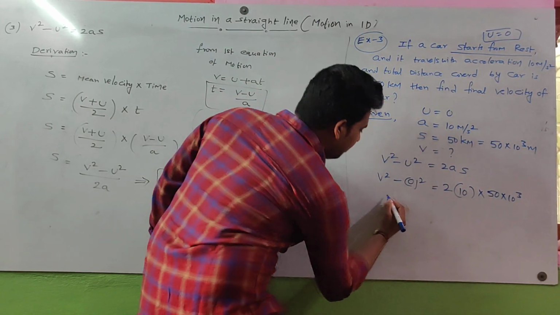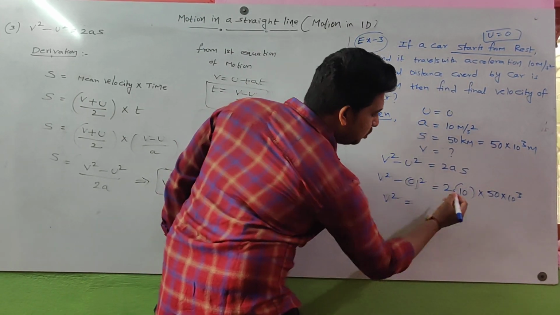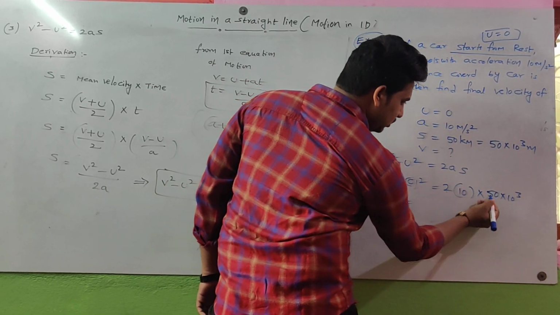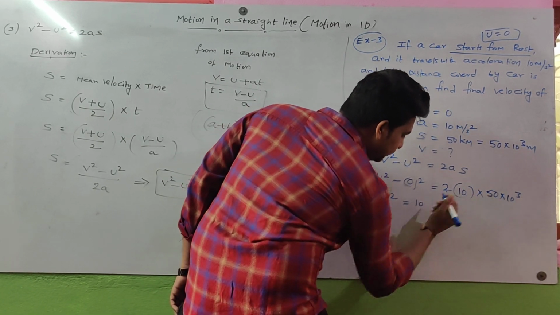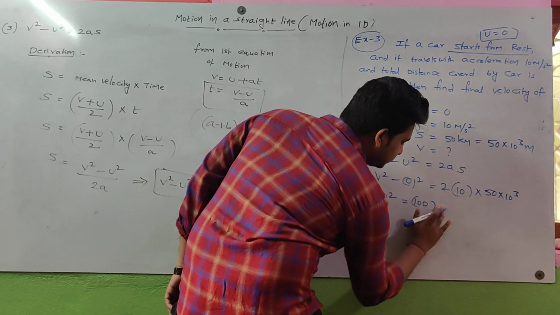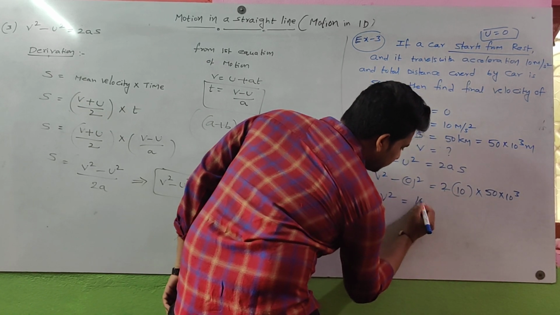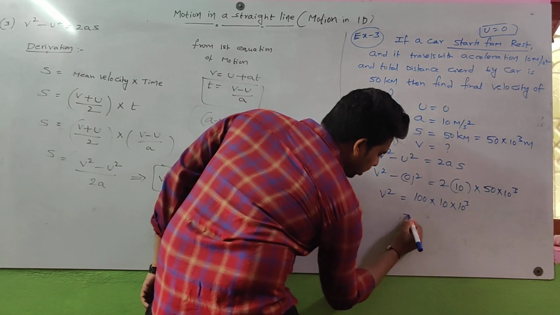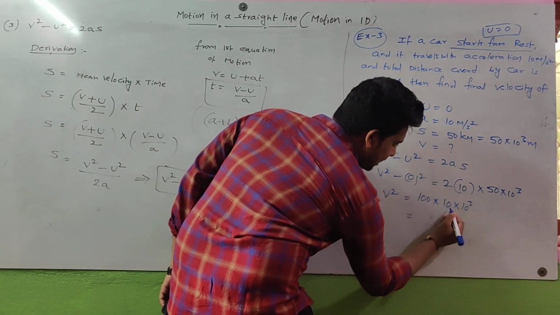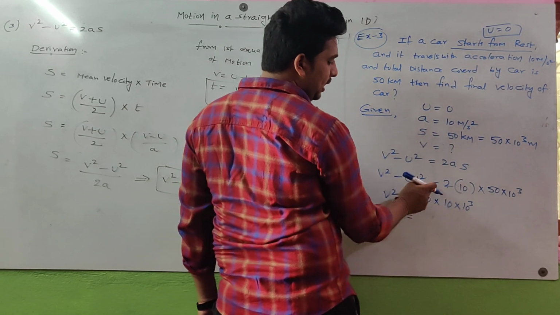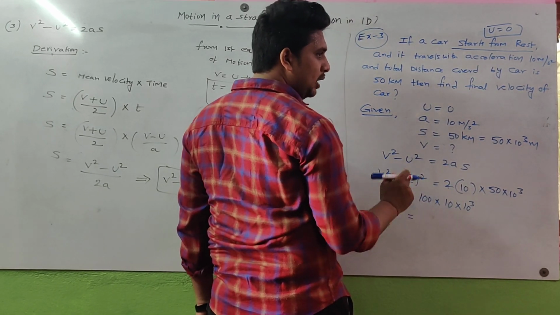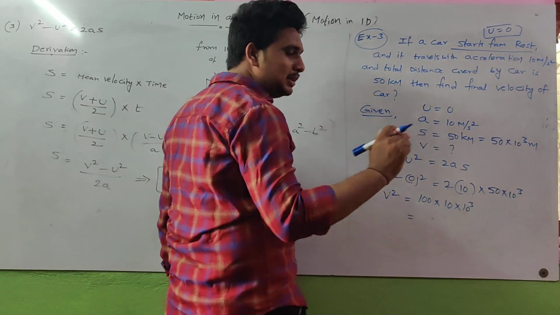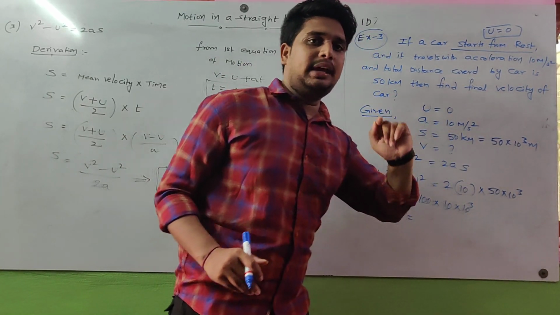So we got v square is equal to 2 into 10, 20. 20 into 50: first of all 2 into 5 is 10, so 2 into 50 is 100. 100 into 10 cube. So 100 is 10 square, and this is 10 square into 10 cube. a power m into a power n gives a power m plus n. The bases are the same, so we add the powers according to mathematics.